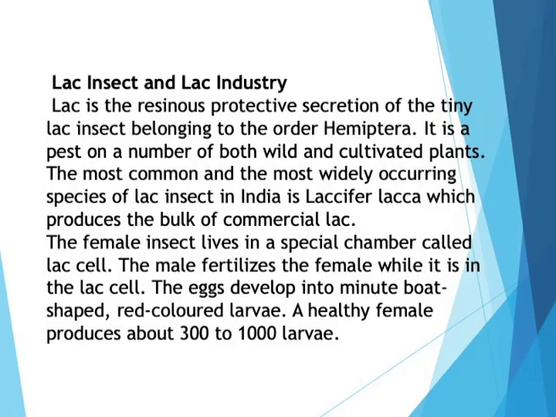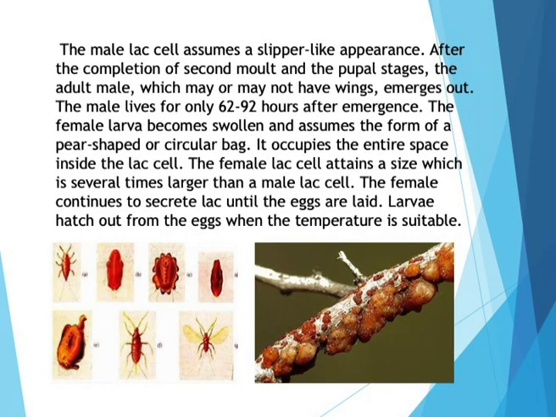The male fertilizes the female while it is in the lac cell. The eggs develop into minute boat-shaped red-colored larvae. A healthy female produces about 300 to 1000 larvae. The male lac cell assumes a slipper-like appearance. After the completion of the second molt and the pupal stages, the adult male, which may or may not have wings, emerges out. The male lives for only 60 to 92 hours after emergence.